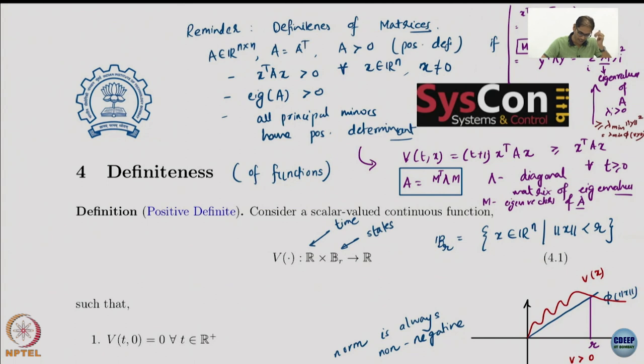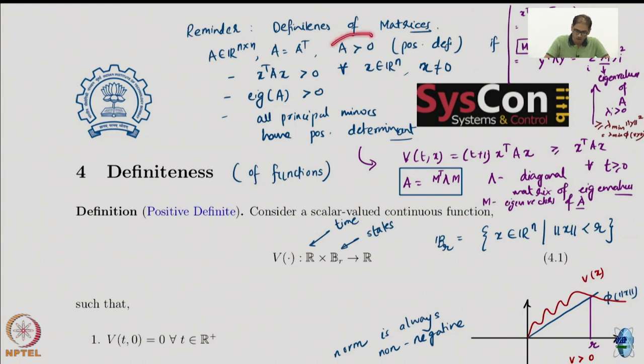Okay. Great. Now we are in a position to talk about definiteness. Once we have defined these class K functions, class KR functions, we can talk about definiteness. Before I even go to definiteness, I hope all of you, we just looked at it a couple of classes ago. For symmetric matrices, you have very clean and clear notions of definiteness.